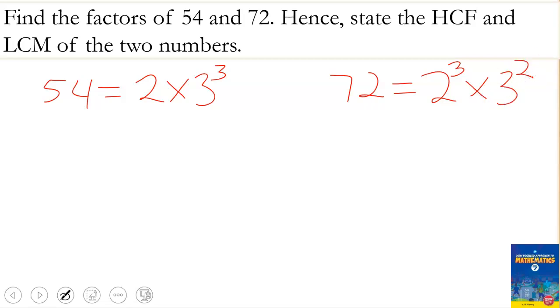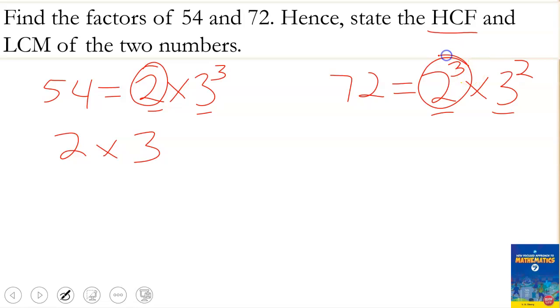Now let's use it to find the highest common factor, which is the HCF. Again, we look at the prime numbers that are common to both numbers. 2 is common there, and then 3 also is common. Now with the 2, we have exponent 1 here and exponent 3 there. The lowest is exponent 1, so we pick the exponent 1. Then among the two powers of 3, the lowest is 2, so we pick this one.